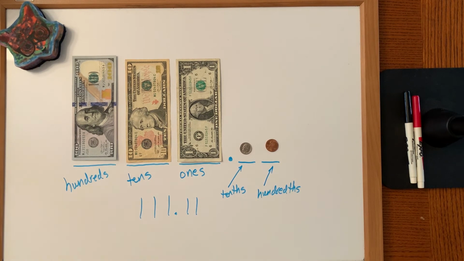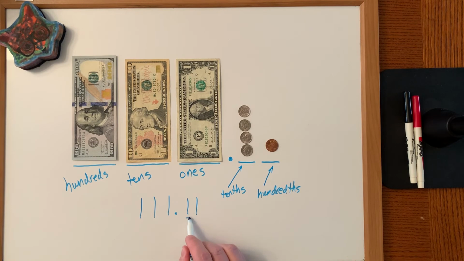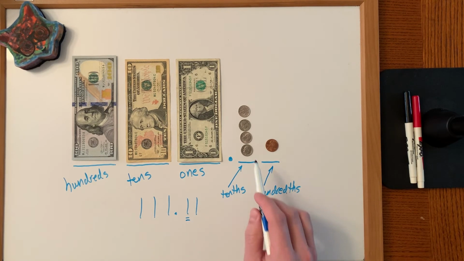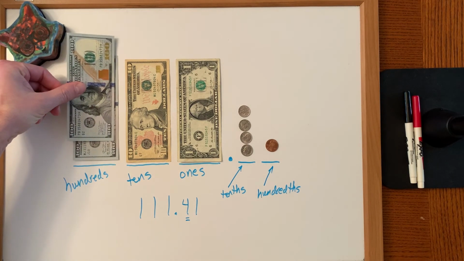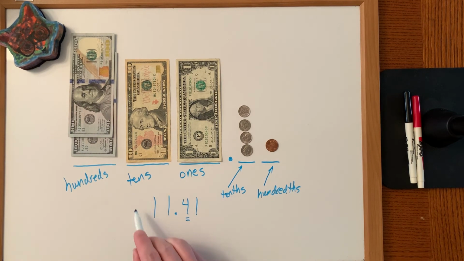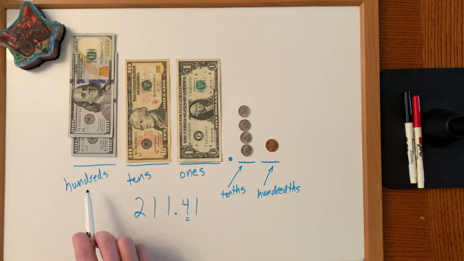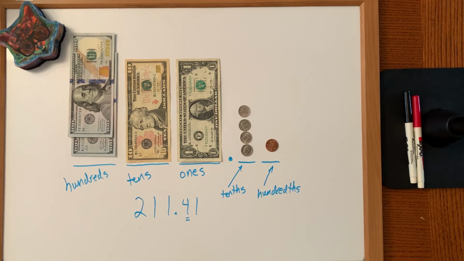Now, what happens if I were to add 3 more dimes? Okay, now I'm going to change the tenths place. This is no longer 1 because now I have 4 coins. Now I have $111.41. If I add another $100 bill, how many $100 bills do I have? I have 2. So I'm going to put a 2 in the hundreds place. It tells me how many I have in that slot. The slot tells you the value. The number of bills tells you how many.